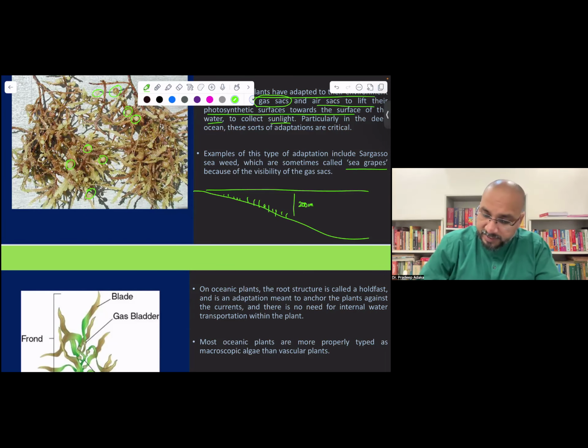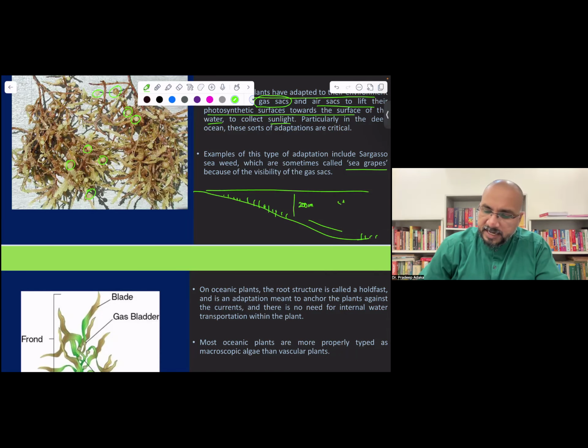But beyond 200 meters, if these plants are in the deep ocean, at the bottom, sunlight will not be able to reach, they will not be able to carry out photosynthesis and they will die. So these floating plants have to keep themselves floating near the surface. The plants living in deep water have to keep themselves floating in the deep ocean water. With the help of these gas sacs, they will float, they will remain afloat, through buoyancy.